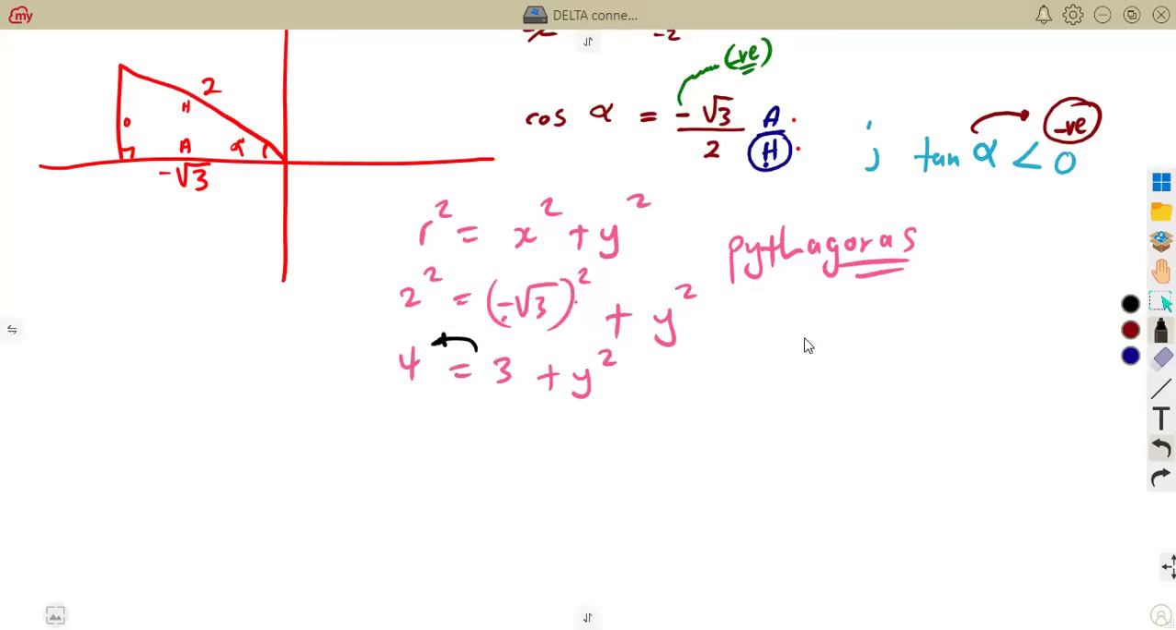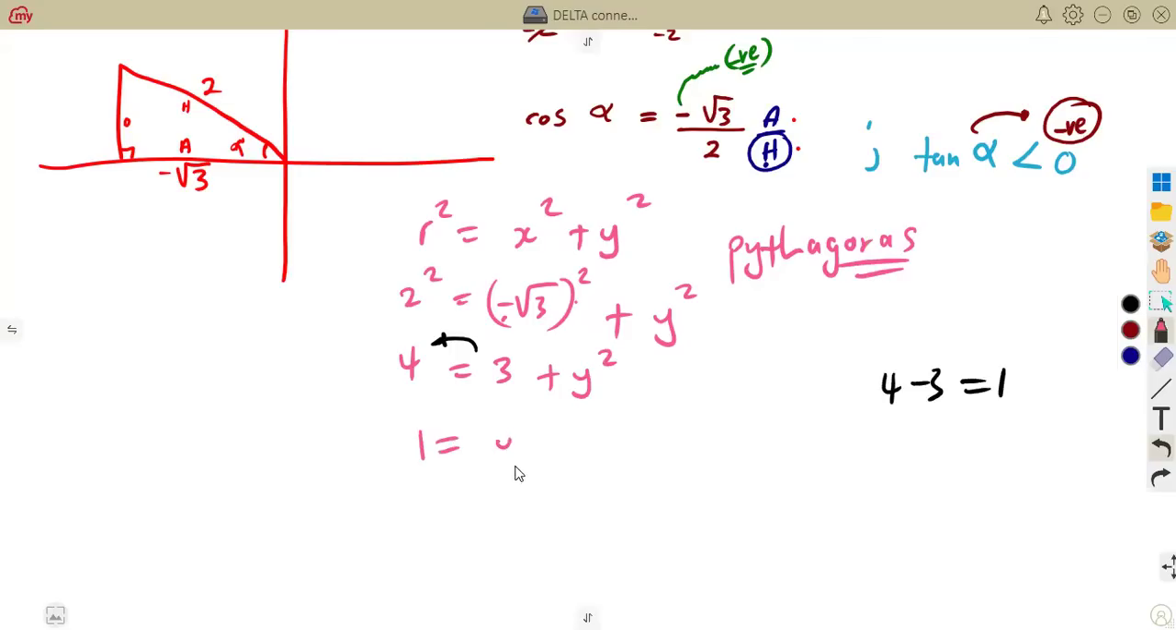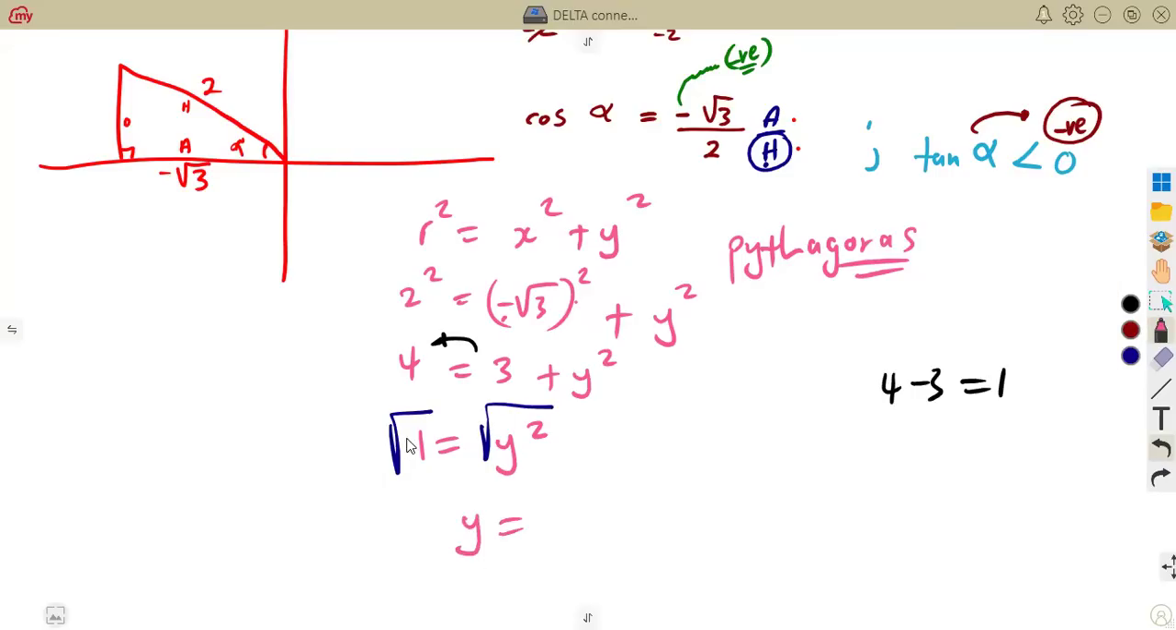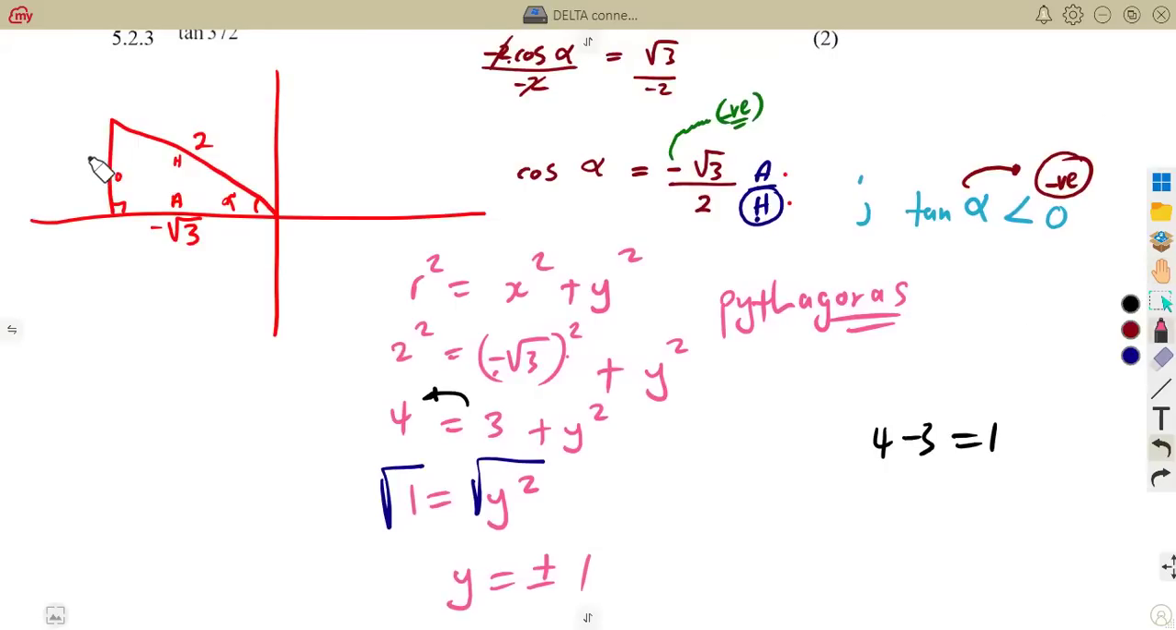Then this to the other side is going to be a negative. That's 4 minus 3, which is 1. So 1 is equal to y squared. So if 1 is equal to y squared, what about the part of y? Introduce the square root. So y is equal to what? The square root of 1, plus or minus 1. But as we can see, guys, on top there, we are above the x-axis. Y is what? Positive. So y can be 1. Positive.